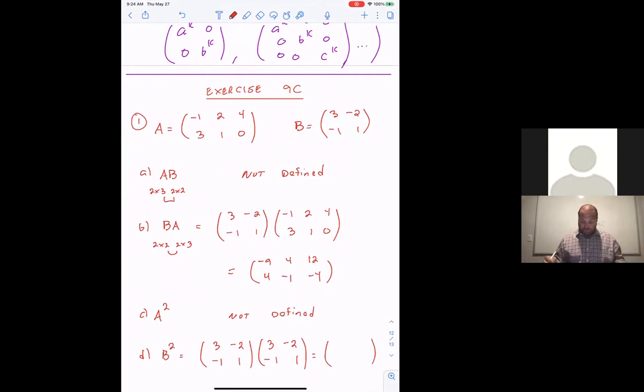You should always be doing these yourself. 9 and 2 is 11. Negative 6, negative 2 is negative 8. Negative 3, negative 1 is negative 4. 2 and 1 is 3. Okay, so notice that the matrix that we get, 11, 8, 4, 3, these numbers, what do they got to do with the original? Nothing.